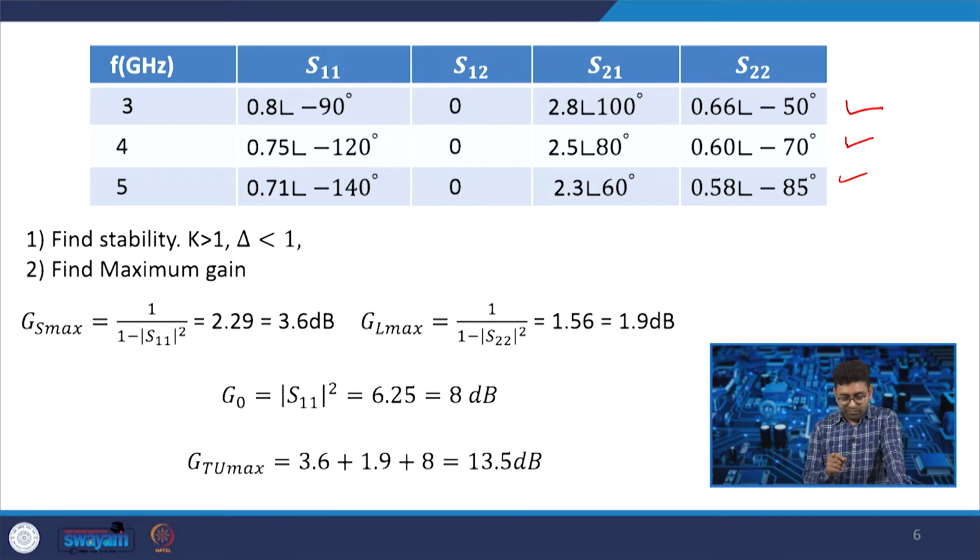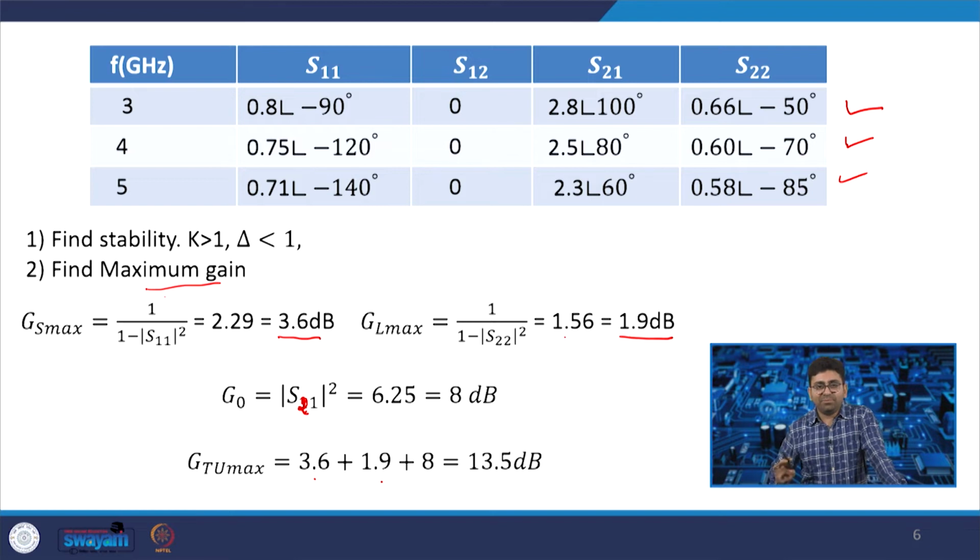In the last class also we found the stability: here k greater than 1, delta less than 1, and we need to find the maximum gain. So, what is the maximum gain? GS max is 1 by 1 minus S11 squared, equal to 2.29, which is equal to 3.6 dB. What is the GL max? 1 by 1 minus S22 squared is 1.56, which is 1.9 dB. And what is the G naught? It is S21 squared equal to 6.25, equal to 8 dB. So, your GTU max is given by 3.6 plus 1.9 plus 8, which is equal to 13.5 dB.